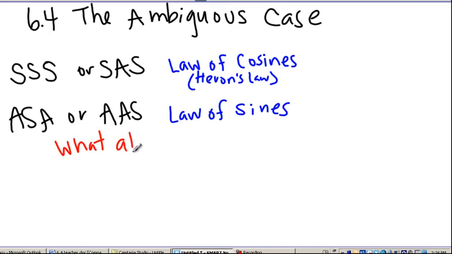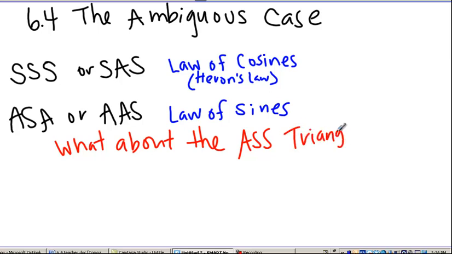What about the ASS triangle? You probably recognize this from geometry, and all you were told back in geometry was that the angle, side, side triangle does not exist. Let me show you the reason why.